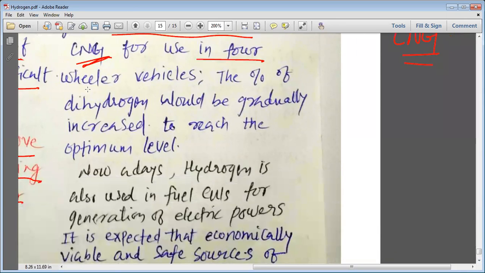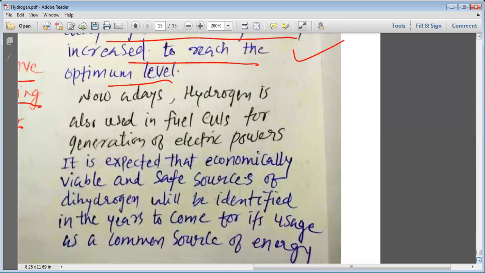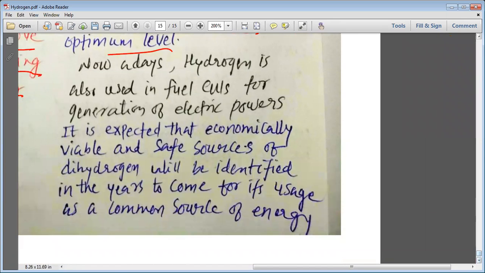For use in four-wheeler vehicles, the percentage of dihydrogen would be gradually increased to reach the optimum level, and various research has been done in this direction under the name of the hydrogen economy. Now, the next point, my dear students. Nowadays, hydrogen is also used in fuel cells. Fuel cells are cells that produce electricity using hydrogen directly as a fuel.